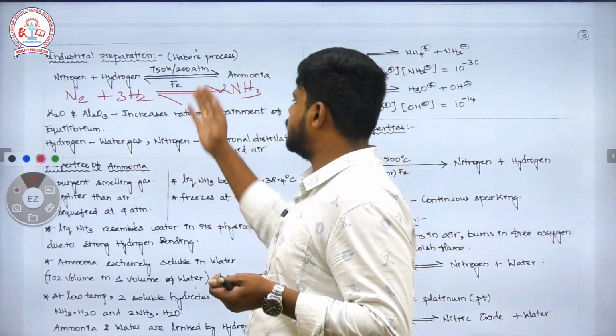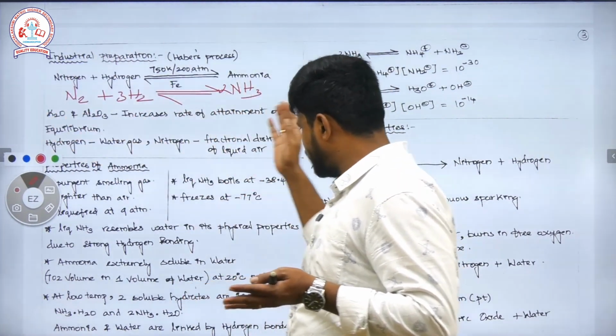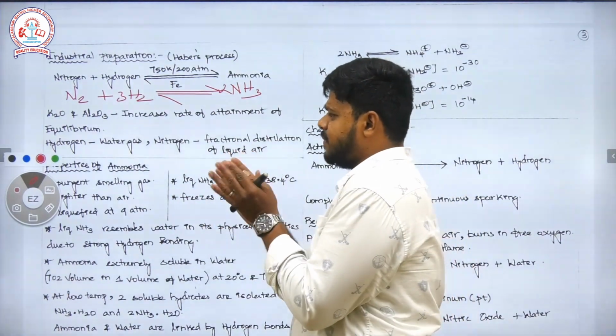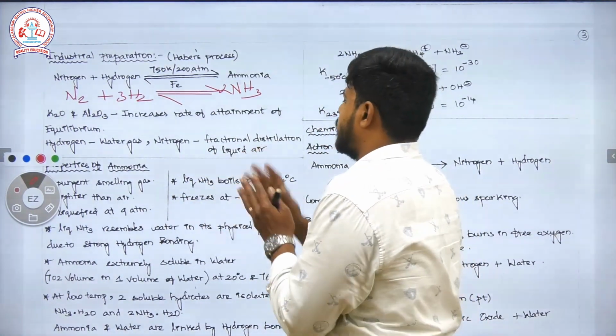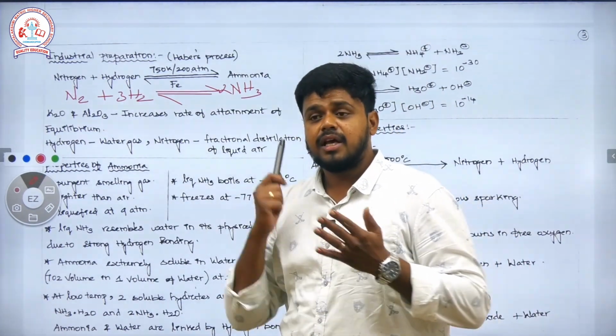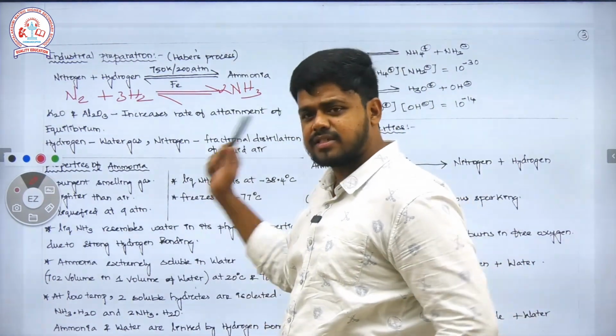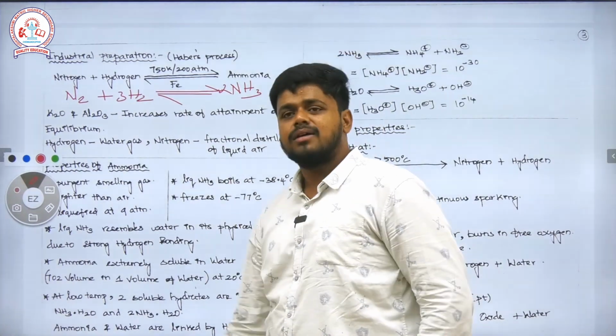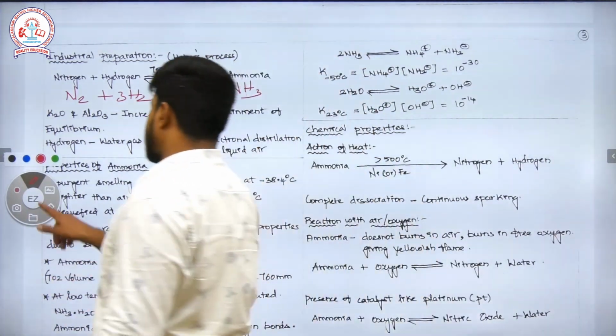The source of the nitrogen is from the liquid air. The source of the hydrogen is very clear, it is from the water gas. For the nitrogen, which we have discussed in the preparation of nitrogen itself, the fractional distillation of liquid air gives us the nitrogen. So, we will be getting it as a source.